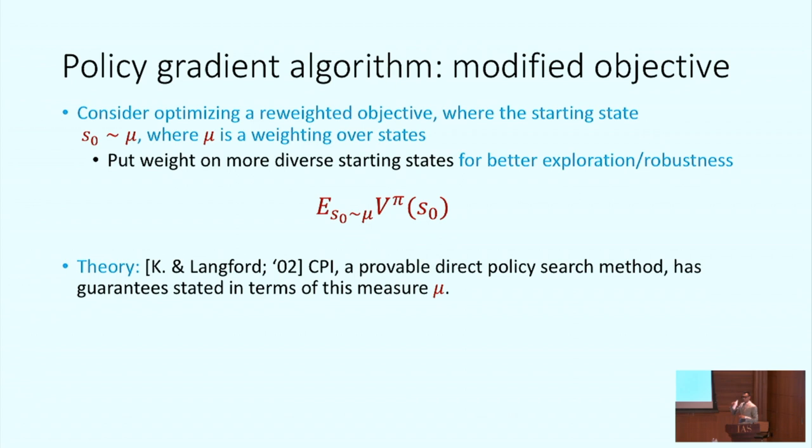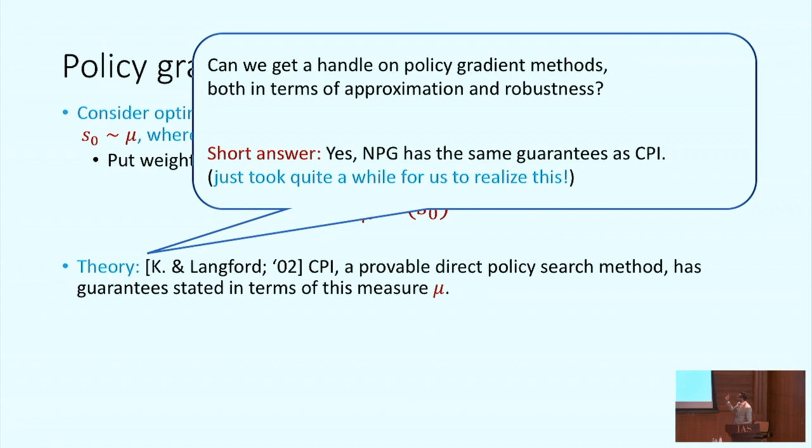Under the assumption that we have such a distribution mu, the conservative policy iteration algorithm that I alluded to earlier actually has a guarantee in terms of this measure. So this is a training objective function. When we have this measure mu, this old algorithm had a guarantee. But of course, a question is, what happens with these styles of policy gradient methods? The short answer is, it turns out the natural policy gradient algorithm, after a long while, has a guarantee that is really identical to the CPI algorithm. So let's come to that.